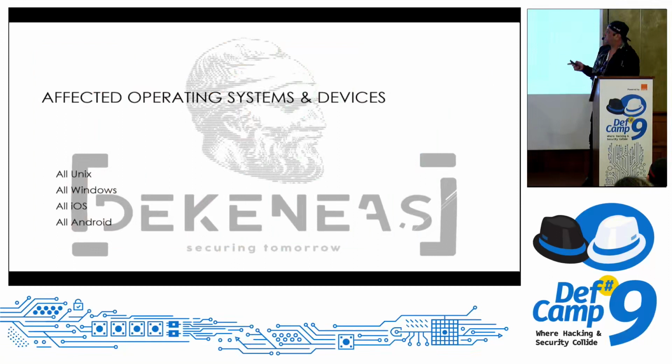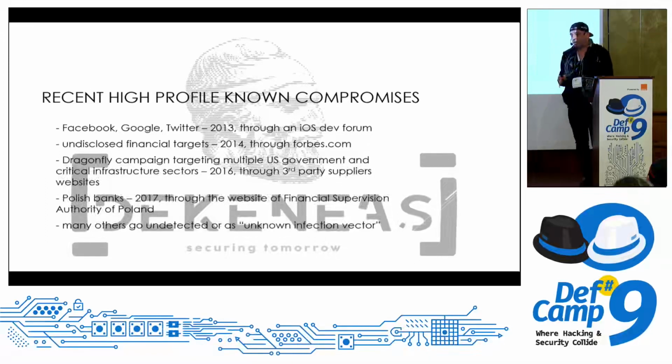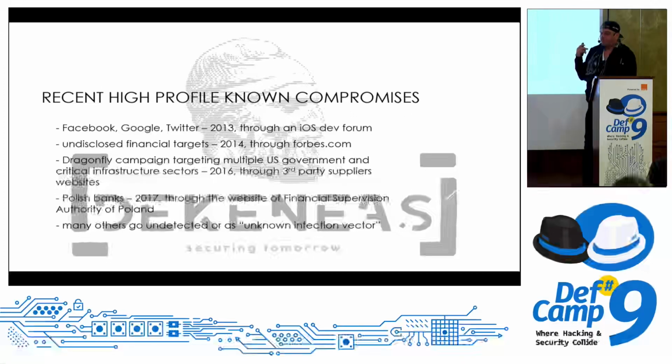This technique affects all Unix systems, all Windows systems, all iOS, and all Android. Your phone is just as much a target as any other computer. Nothing is safe. Recent high-profile known compromises affected Facebook, Google, and Twitter in 2013 through an iOS developers forum, undisclosed financial targets in the US in 2014 through the Forbes.com website, and the Dragonfly campaign targeting multiple US government and critical infrastructure sectors in 2016 through third-party suppliers' websites.